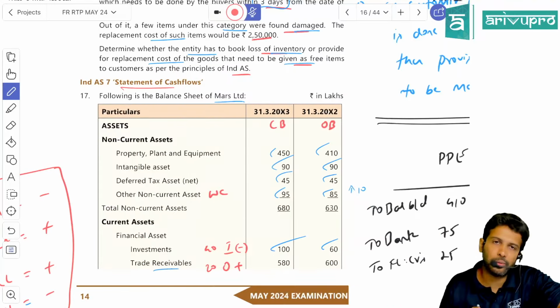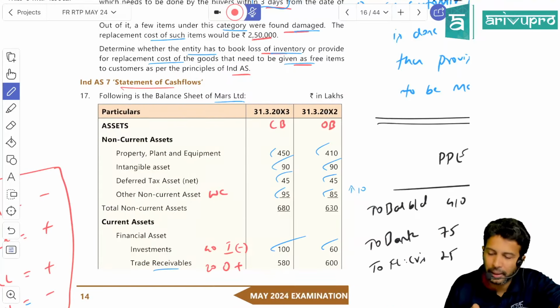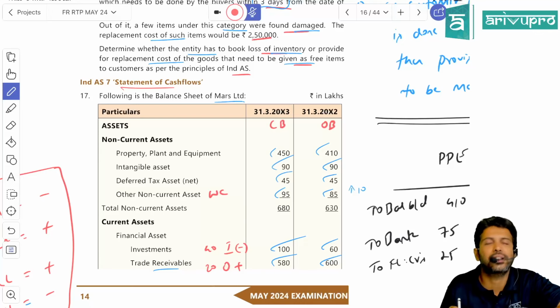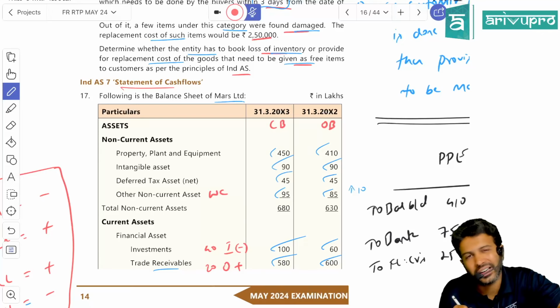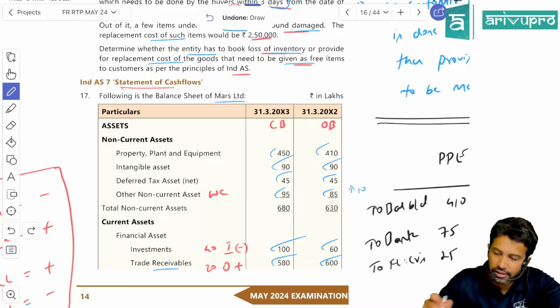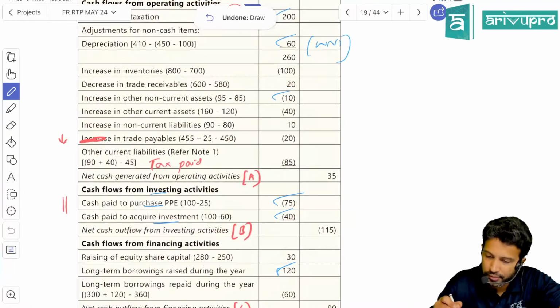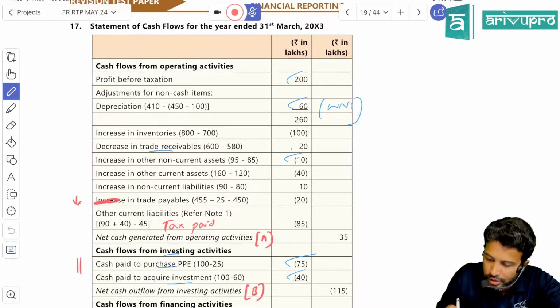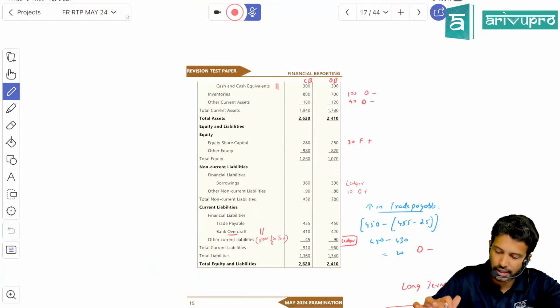Next, trade receivables. Trade receivables come under working capital changes. Opening is 600, closing is 580. So there is a decrease. Decrease in current asset means plus. How much decrease? 20. So decrease in trade receivables 20, have they shown it as a positive number? Yes, here decrease in trade receivables 20 they have shown as a positive number. So that is taken care of.